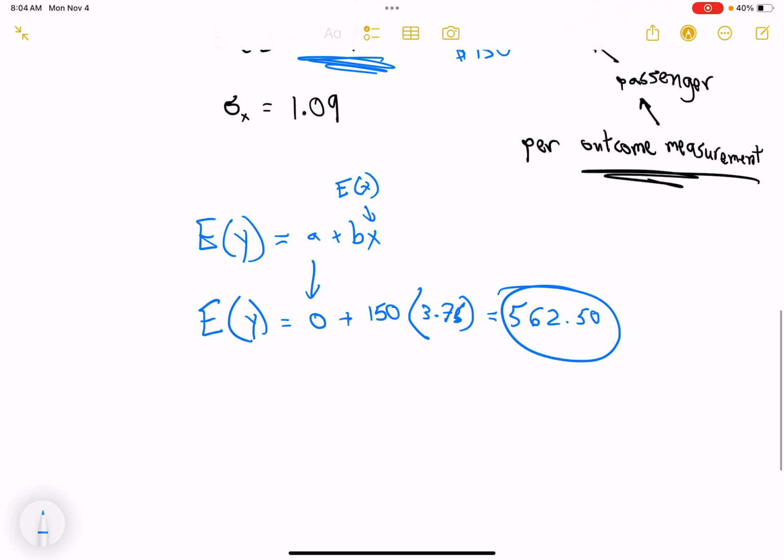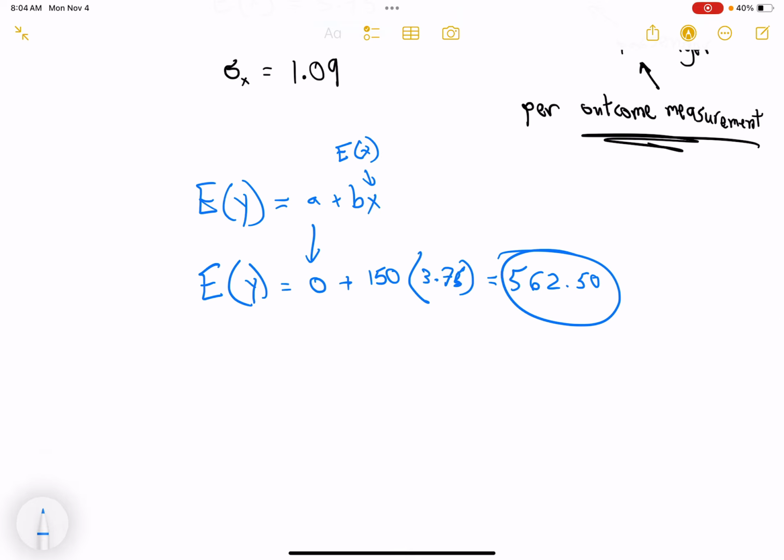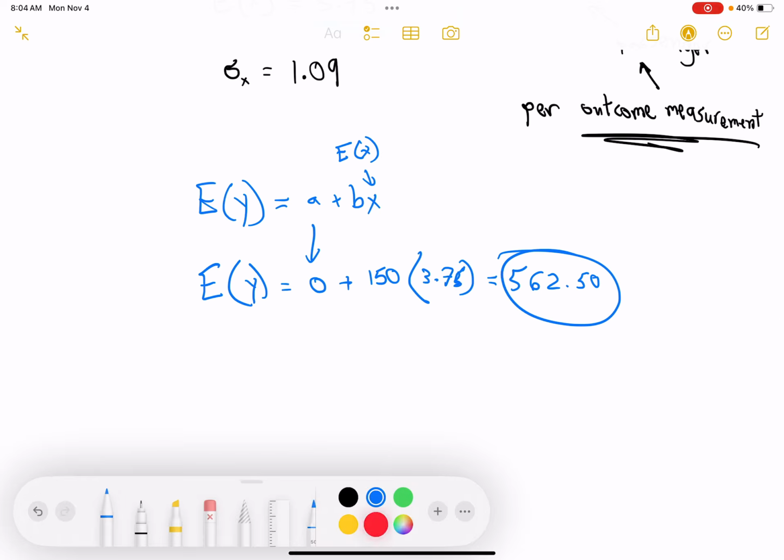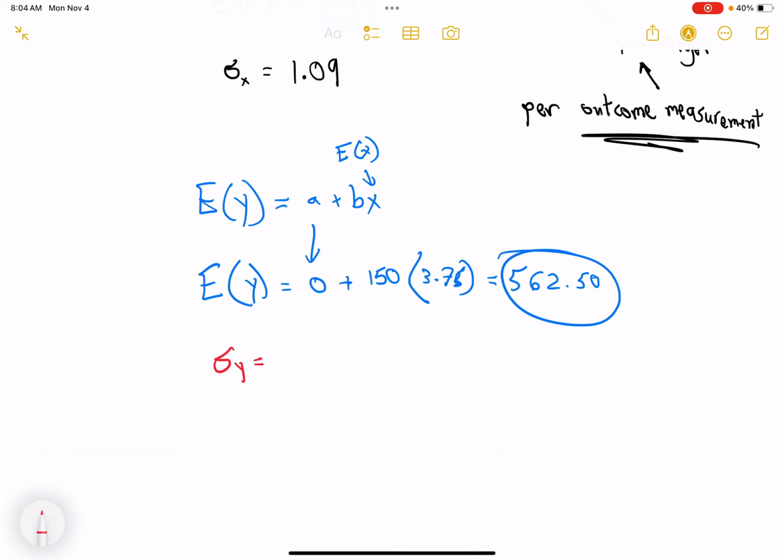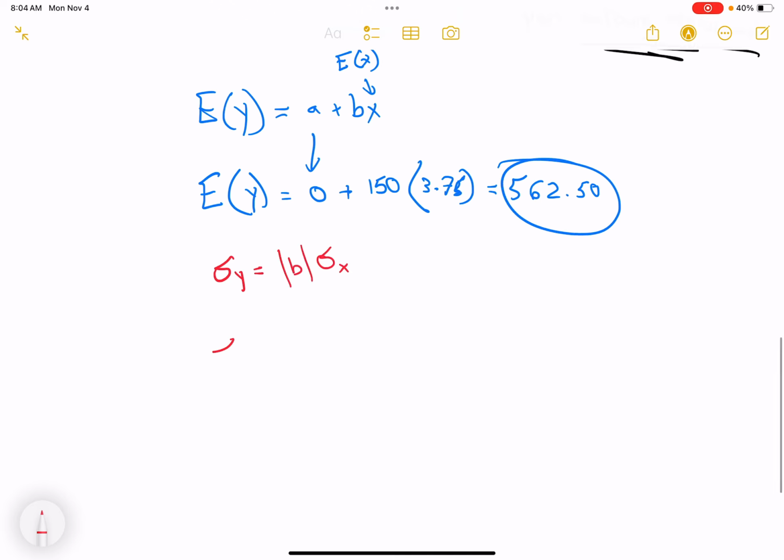And then I say to you, pause the video and find the new standard deviation. And you have done so. You've found the standard deviation, I hope. And you will find that the new standard deviation is equal to the absolute value of B times the old standard deviation. You've said, well, therefore the new standard deviation equals the absolute value of 150, which is just 150. Here, absolute value literally only means get rid of the negatives, times our old standard deviation, which is 1.09. It's been given to you.